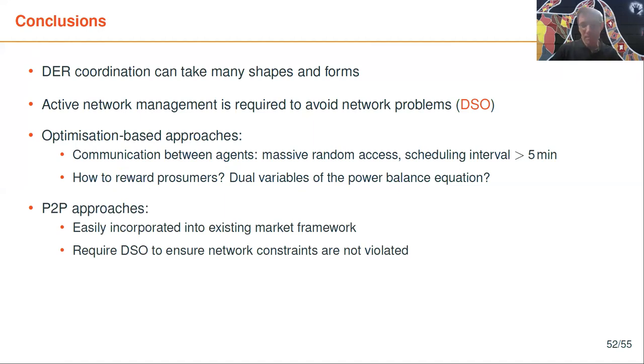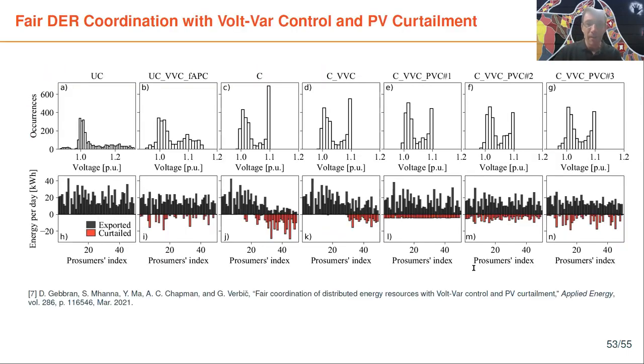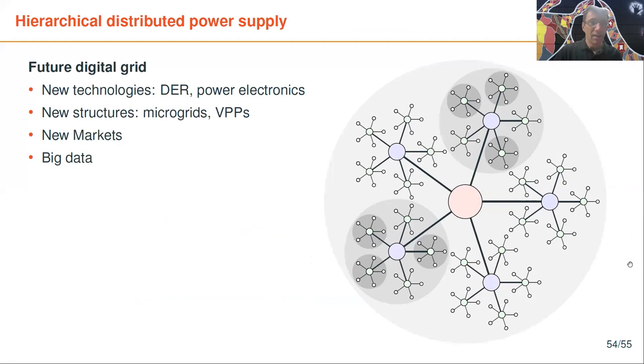Peer-to-peer approaches are easier to implement compared to optimization-based approaches because, as I said, they can simply be bolted onto the existing market framework. And PV curtailment, which is implicit in OPF-based approaches, or even if you use a network permission structure, depends on electrical distance, so it can be unfair. This is just one slide from our recently published paper, showing that if you just curtail customers, the customers at the end of the feeder will be curtailed more simply because of the electrical distance. And we came up with several approaches that do that in a more fair and equitable fashion.